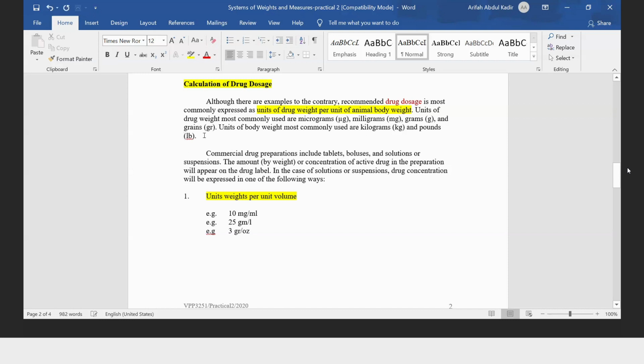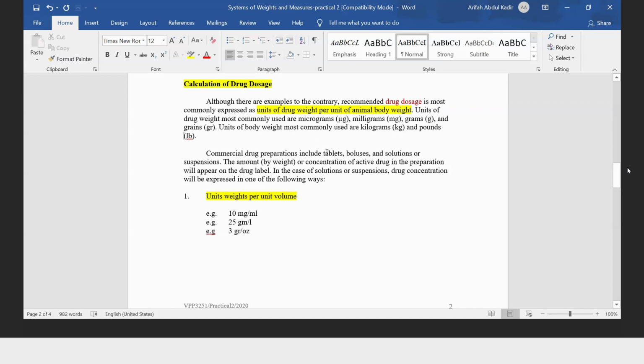Usually in pounds or kilograms. So pounds are written as lb, yeah? lb, okay. So commercial drug preparations include tablets, boluses, and solutions or suspensions.